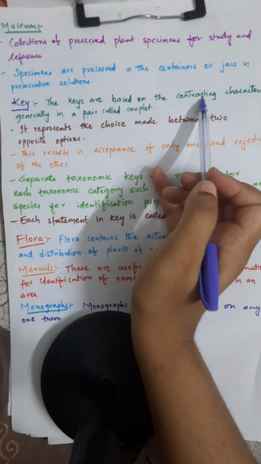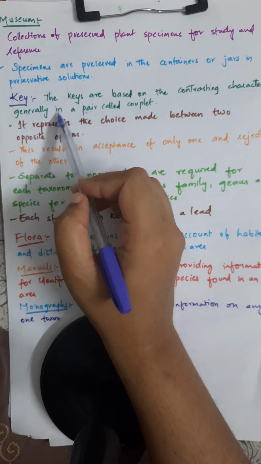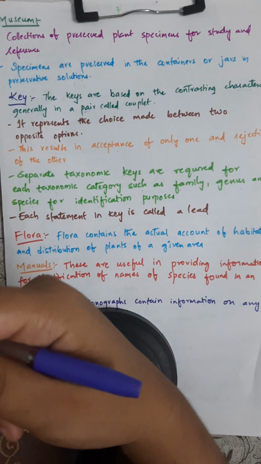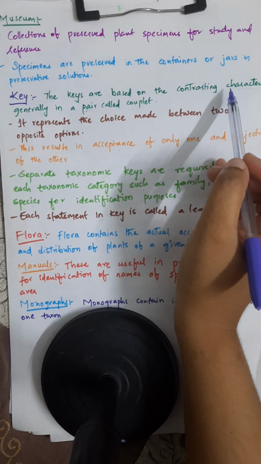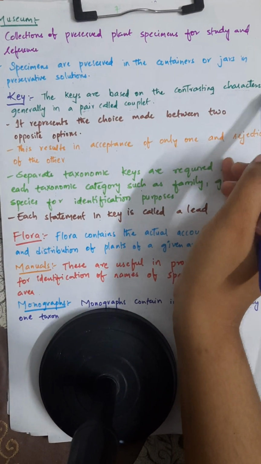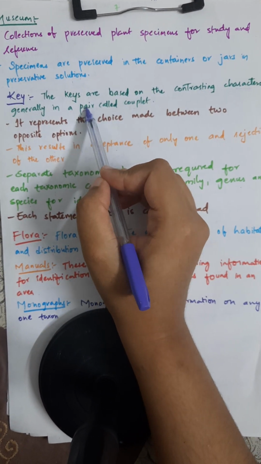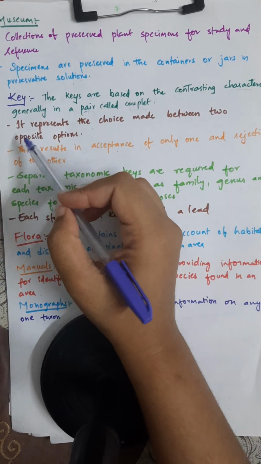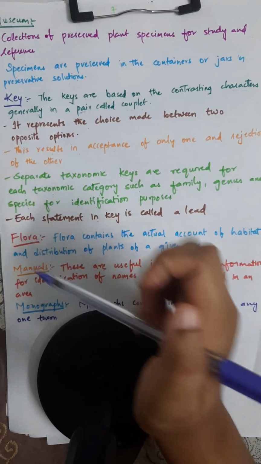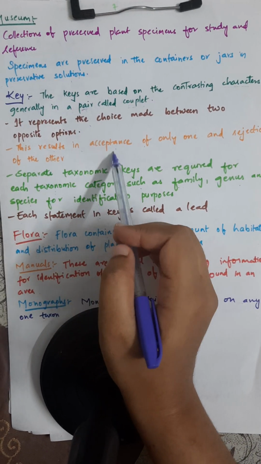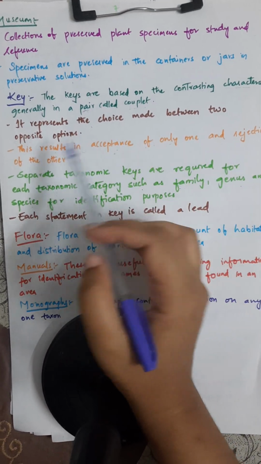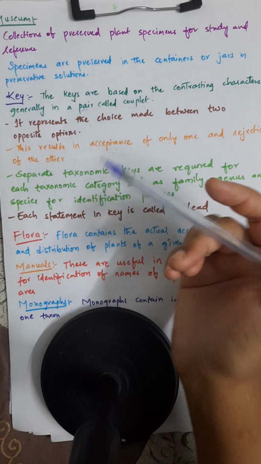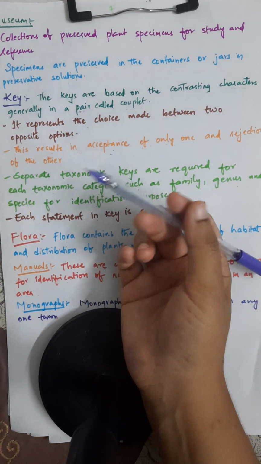Keys are based on contrasting characters, generally in a pair called the couplet. What are the keys? Keys contain two features. Here there are two contrasting characters, and that pair we call the couplet. It represents the choice made between two opposite options. Two options will be given. This results in the acceptance of only one and rejection of the other. Of the two characters given, we choose one and reject the other.